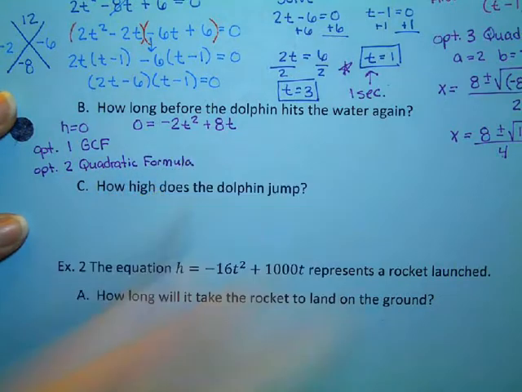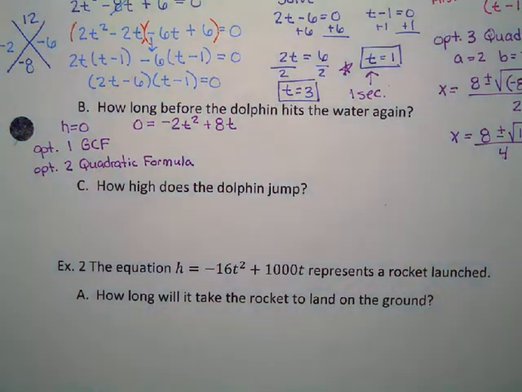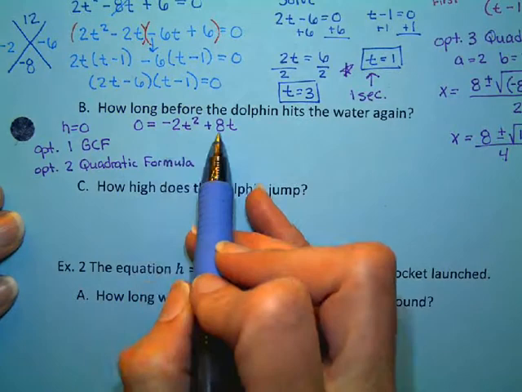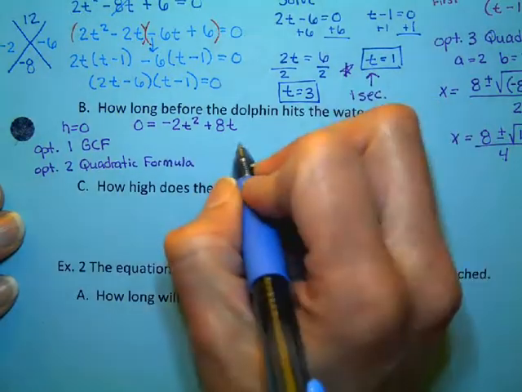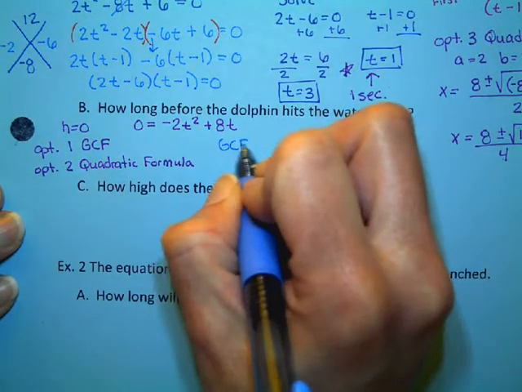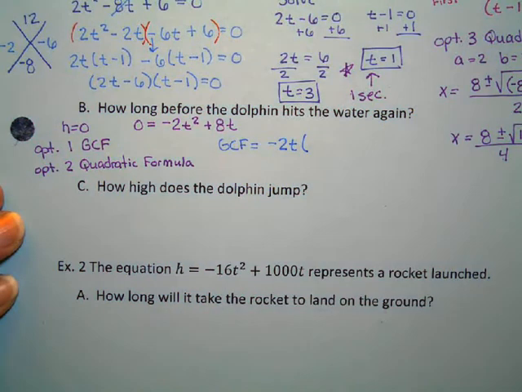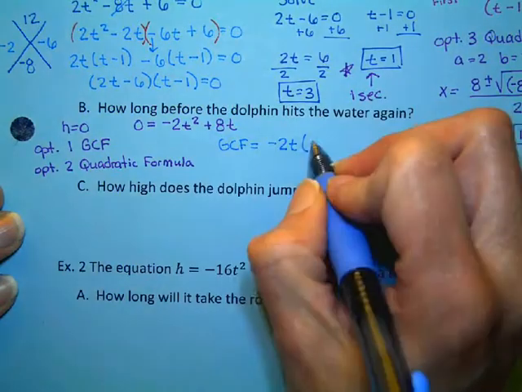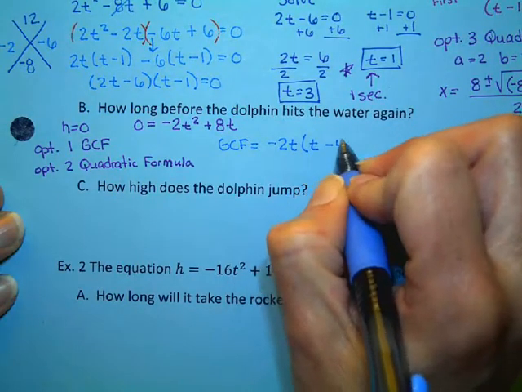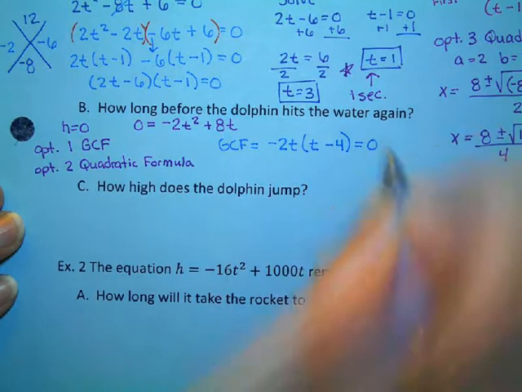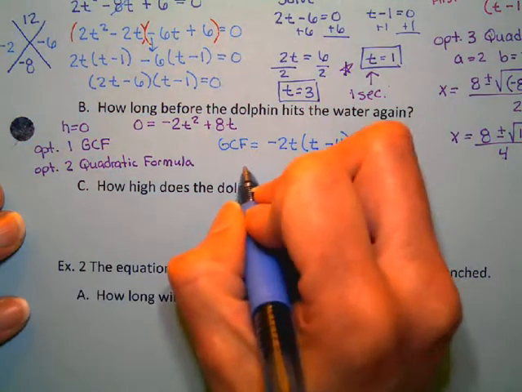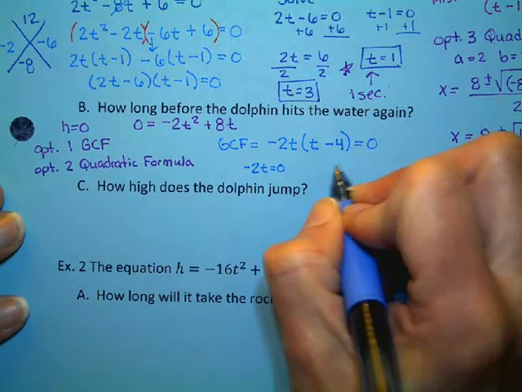Because on this, they're not particular how you have to solve it, you get to choose. So in this case, I'm going to choose greatest common factor. I would say these can both be divided by a negative 2, so I'm going to take out a GCF of negative 2t, and when I do that, I'll be left with t minus 4 equals 0. To solve, we'll set negative 2t equal to 0 and t minus 4 equal to 0.